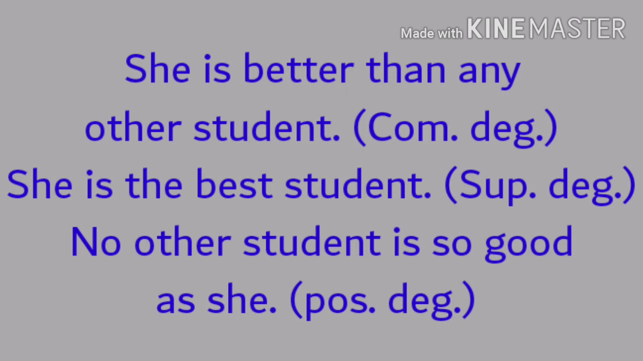And in order to frame the positive degree, we have to begin with "no other." The word or words which come after "any other" or the superlative word, that is "student." So, no other student, verb "is." We have to place the positive degree in between, "so as" or "as." So, no other student is so good as she. We got the positive degree. I hope it is clear to you with the help of these three examples.